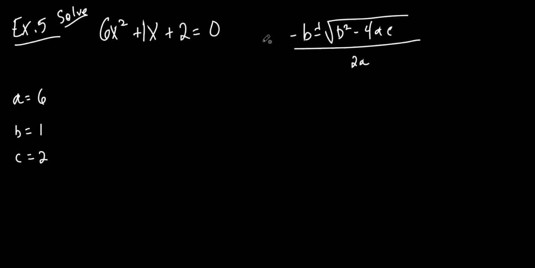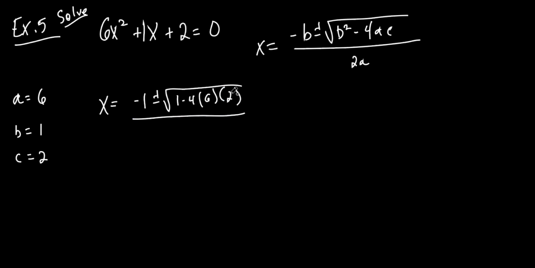All right, so there it is. X equals, okay, so x equals that. That's your quadratic formula. So now let's plug stuff in. Negative b, or the opposite of b. Well, b is 1, so what's negative b? It's negative 1, plus or minus the square root of b squared. Well, b is 1. 1 squared is 1. Minus 4 times a is 6, times c is 2. That whole thing is over 2 times a, or 2 times 6.